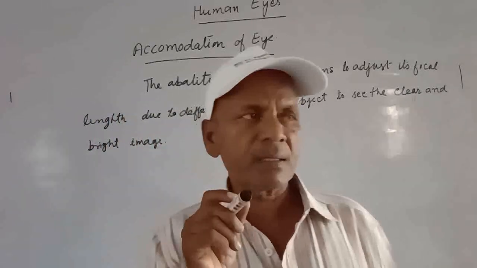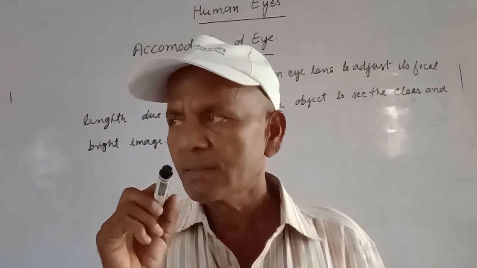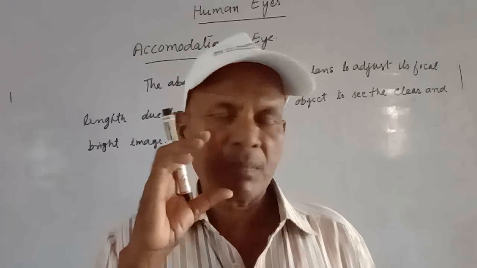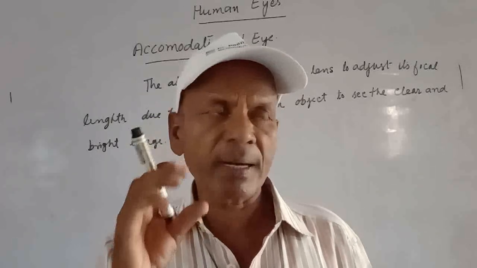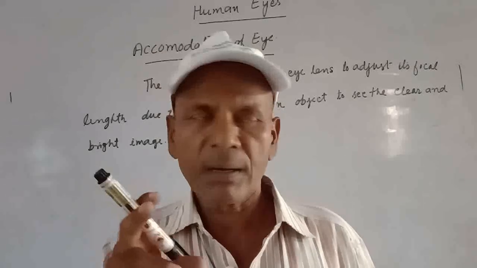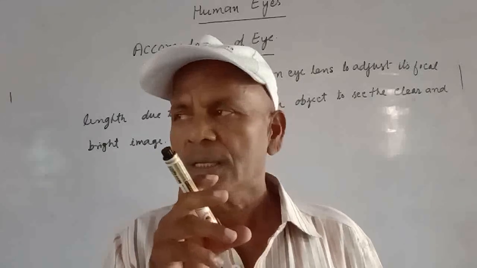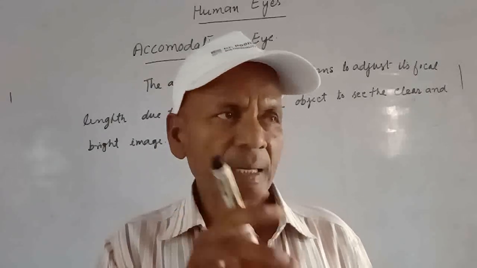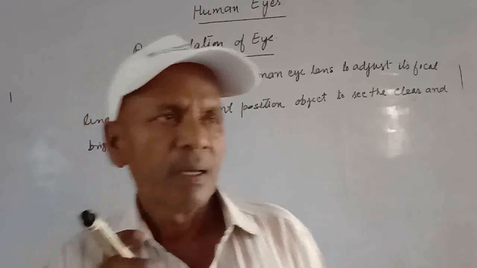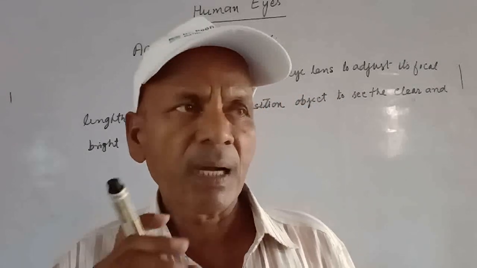When we see a nearby object, the eye lens decreases its focal length. In this case, the ciliary muscles contract and the lens becomes thick. In this case, the focal length becomes less and we can see the nearest object clearly. This is due to the action of the ciliary muscle in our system.